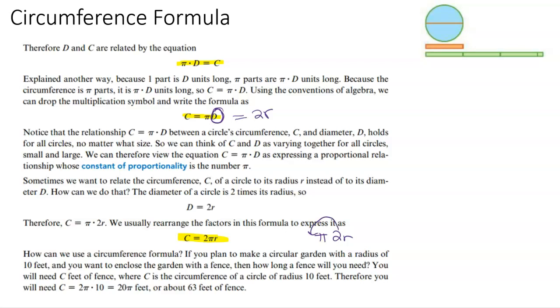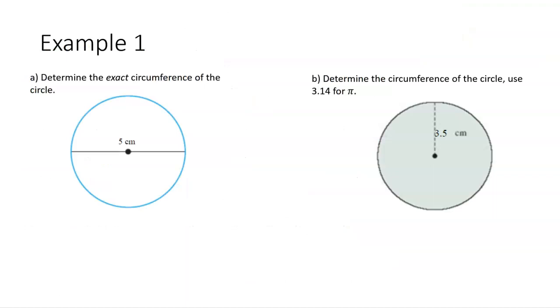And if we had a radius of 10 feet and we wanted to enclose the garden with a fence, so that's our circumference, how much will we need? Well, we'll need c feet, and the circumference for 10 feet, so we know that we have a radius, so it'd be 2 pi times the radius, or 20 pi, or 63 feet. So let's do some examples. Determine the exact circumference of a circle.